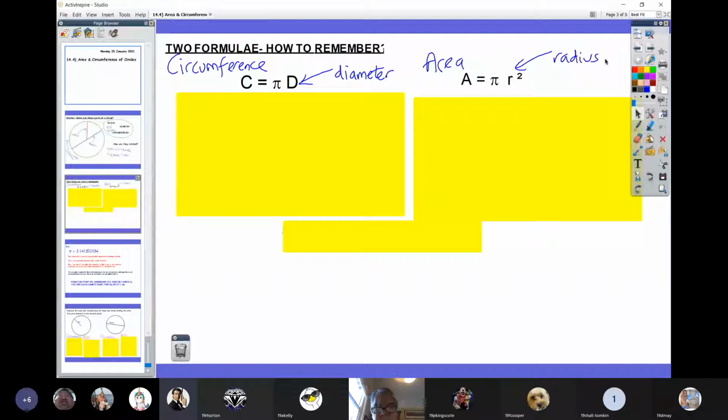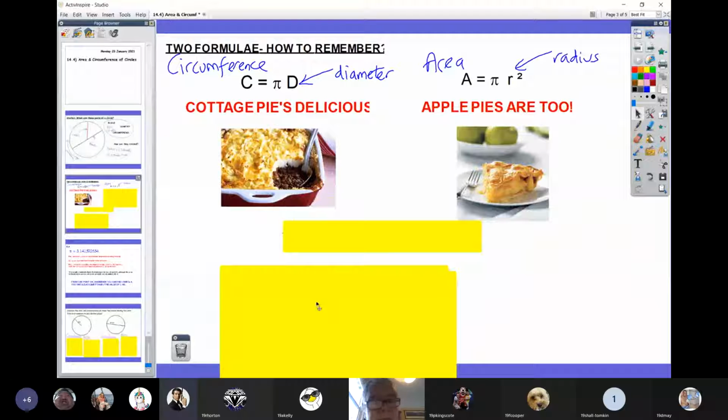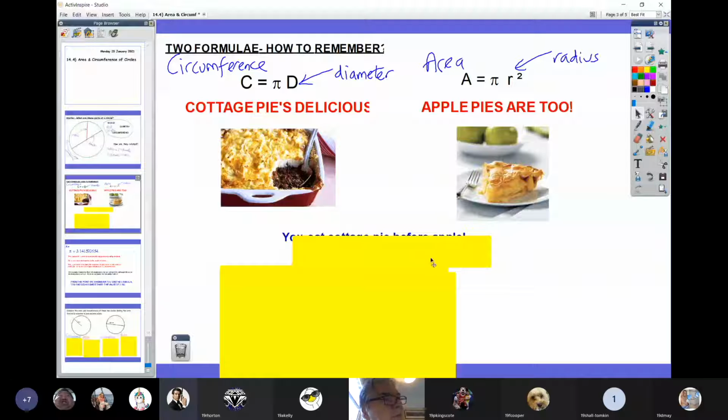So I suggest just this little rhyme. Cottage pie is delicious. Okay, C pi d, and then apple pies are too. All right, cottage pie is delicious, apple pies are too. So I think just play that rhyme over in your head as you're trying to remember what the two formulae are. And just be careful not to muddle them up. Hopefully you would eat cottage pie before the apple pie. So it goes in the order that you would eat them. You would eat cottage pie before apple pie. So that's why it's that way around. So cottage pie is delicious, apple pies are too.